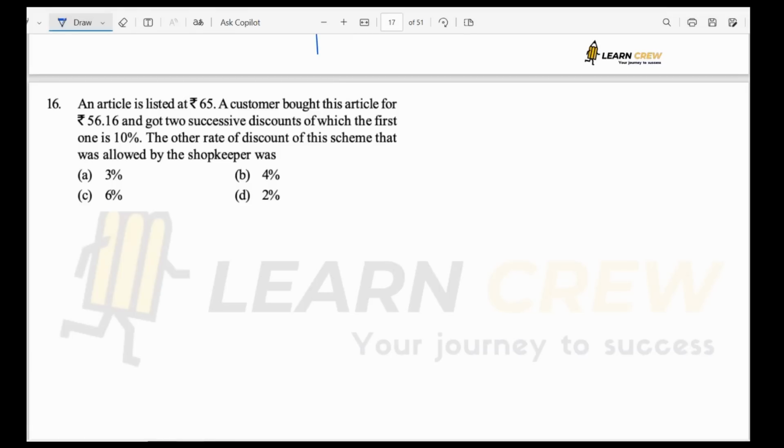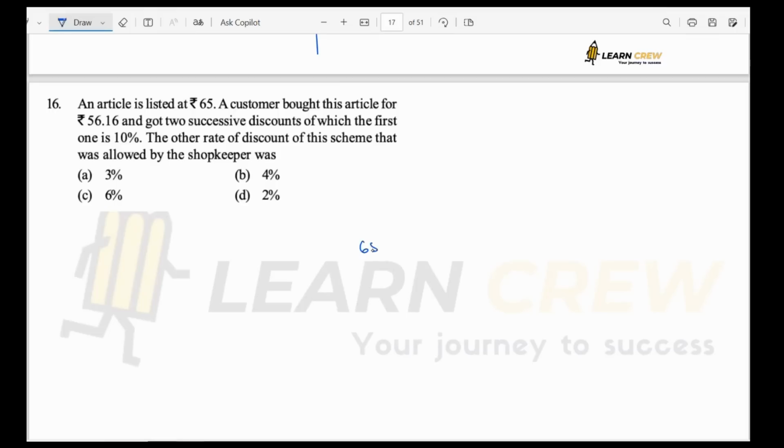An article is listed at 65 rupees. A customer bought this article for 56.16 rupees and got 2 successive discounts, of which the first one is 10%. Find the other rate of this discount. It's an easy question.